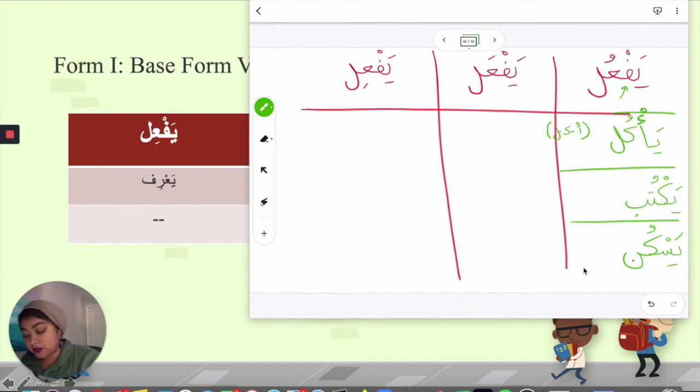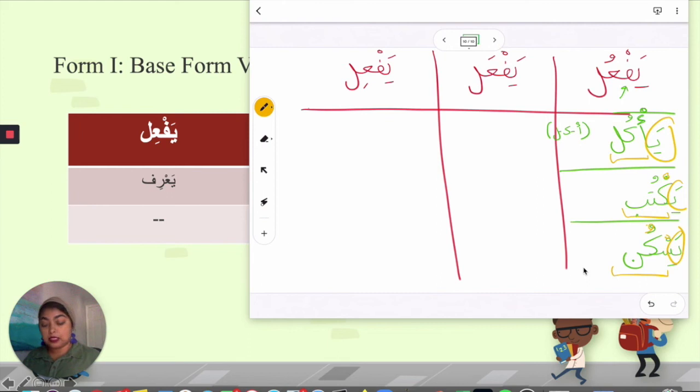Yaskun. So notice all of these, you simply have ya for the huwa, and then you have the three letters, which are your root letters, and the first one takes a sukoon, and the second one takes a dhamma in all of them. So they all rhyme. Yaf'ul, ya'kul, yaktub, yaskun, yadrus.